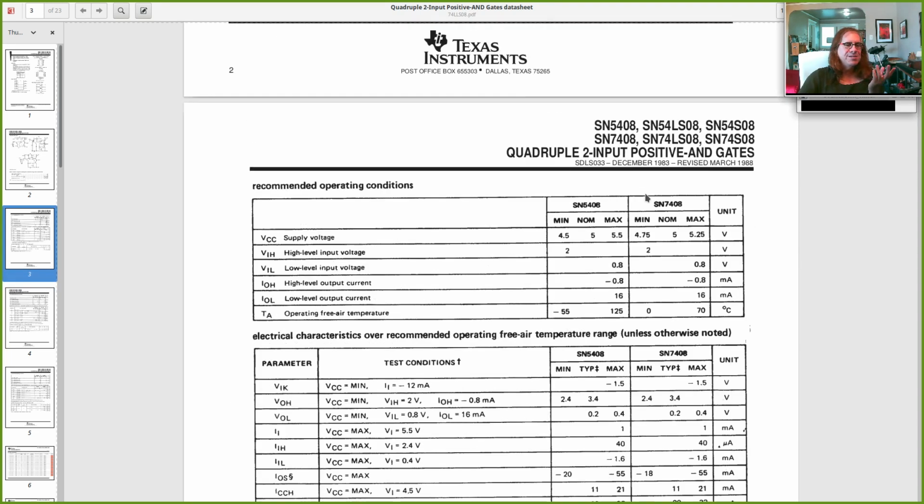And when you make these specs, you have to know that it's not going to fail at 5 1/4. So you add some headroom. It'll probably work up to 5.5 volts just fine. It'll probably work down to 4.5 volts, maybe even down to 4. But there's wiggle room in there.